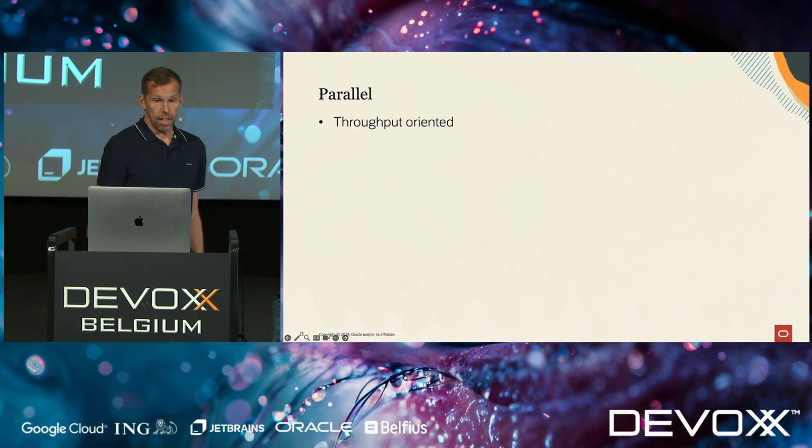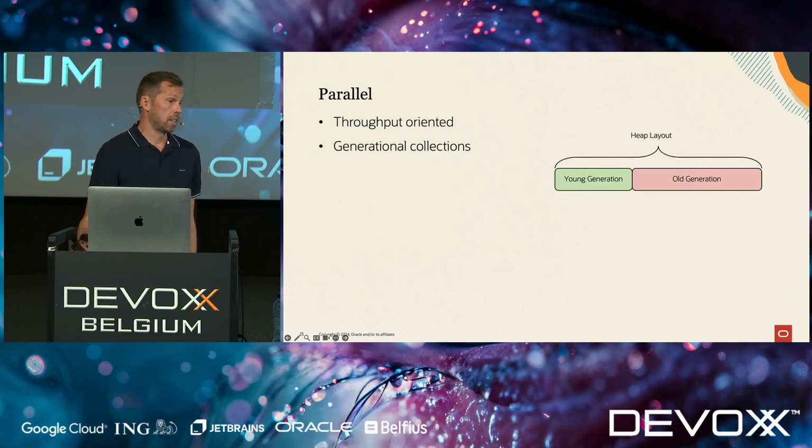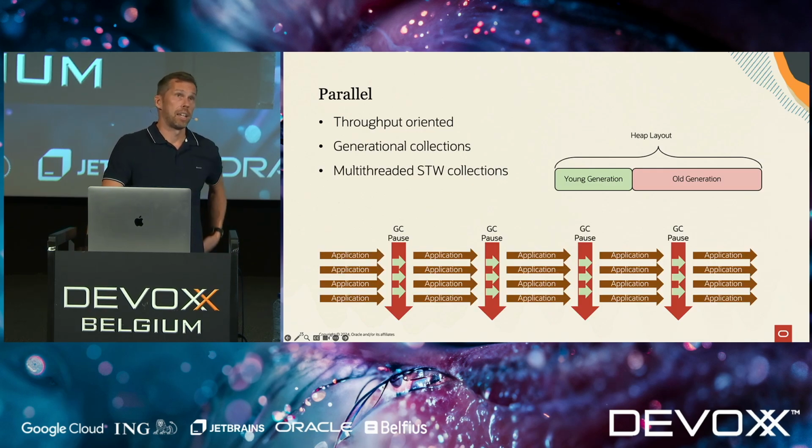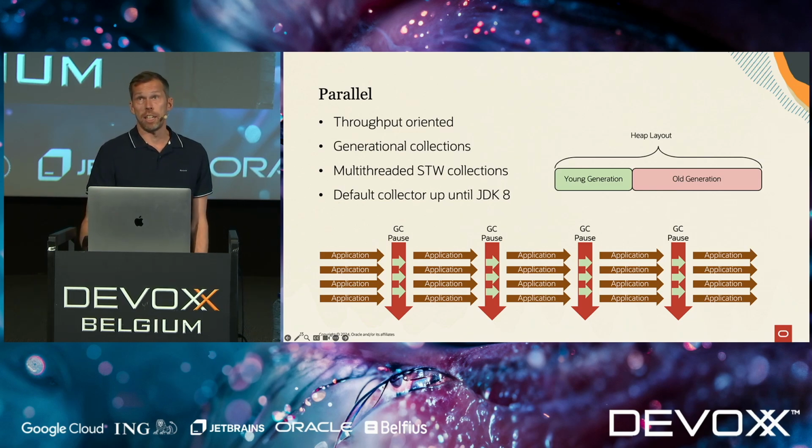If we move over to Parallel, it's, as I mentioned, throughput-oriented. Again, similar heap layout compared to Serial. It supports generational collections. And the big difference compared to Serial is that it uses multiple threads to do the garbage collection work. And you can see that this is the same illustration as we had on the previous slide. So it's really how a throughput-oriented collector works. Parallel was the default garbage collector up until JDK 8. So if you have any applications running on JDK 8 and you don't specify your GC, you will most likely be using Parallel GC.